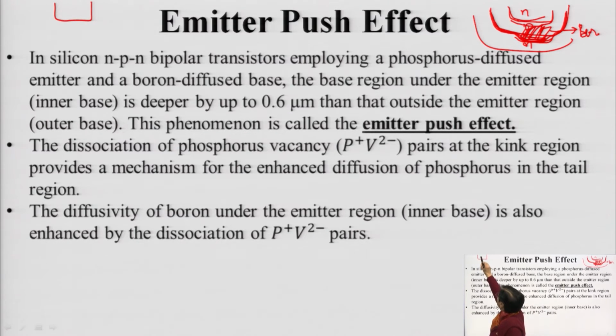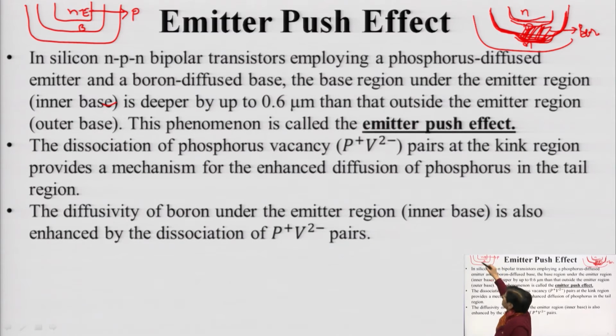I am having an N region as the emitter region, this is my base region, and this is my collector region. Now, whenever I have heavily doped phosphorus impurity penetrating into it, this area will be responsible for the tail phenomena which is being observed. Since the tail phenomena will increase, the dissociation will happen and there will be increased diffusivity. Because of this increased diffusivity, there will be enhanced diffusion in the case of boron also. This is what is being shown over here.